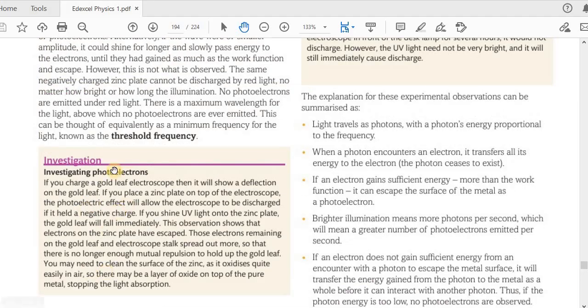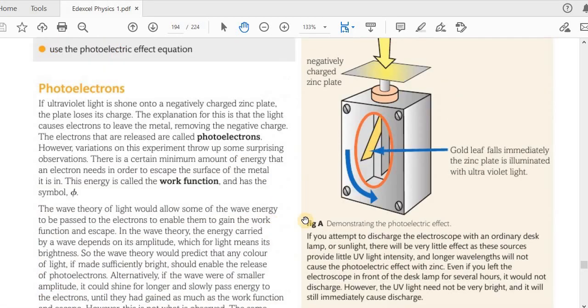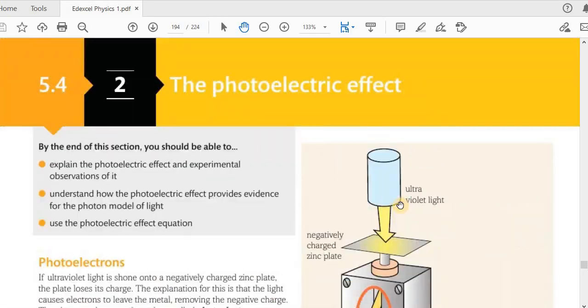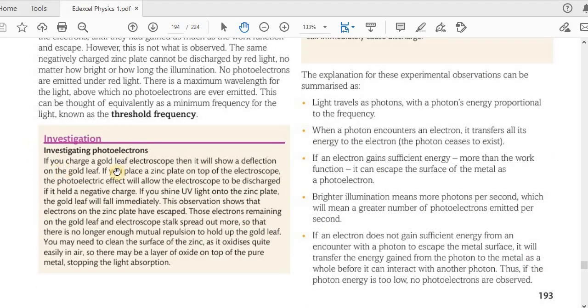Okay, so there are ways to investigate now. Like I mentioned, this is the experiment. It's actually starting here. If you charge a gold leaf electroscope, it will show a deflection on the gold leaf. If you place a zinc plate on top of the electroscope, the photoelectric effect will allow the electroscope to be discharged if it held a negative charge.